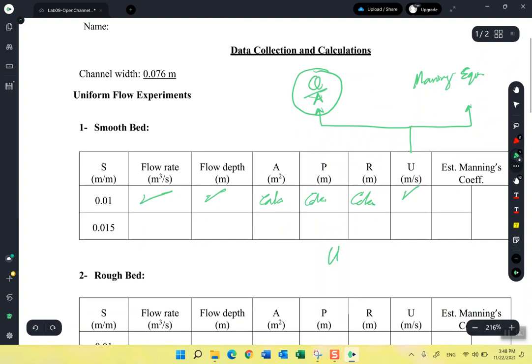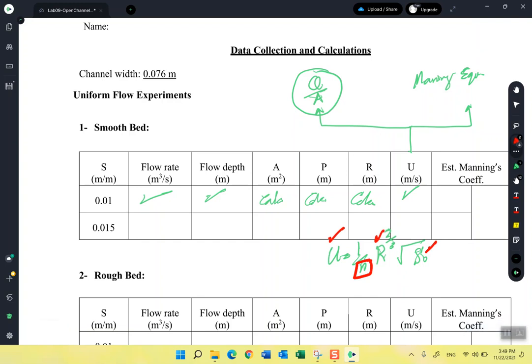that says U equals 1 over N, hydraulic radius, power 2 over 3, square root of S naught. Because at this point, you will have U, R, S naught, and you can easily get the value of Manning, right? Great, so you will do that for the first slope, and you will also do the same for the second slope, and you will calculate the average Manning coefficient, and this will be the Manning coefficient of the flume.